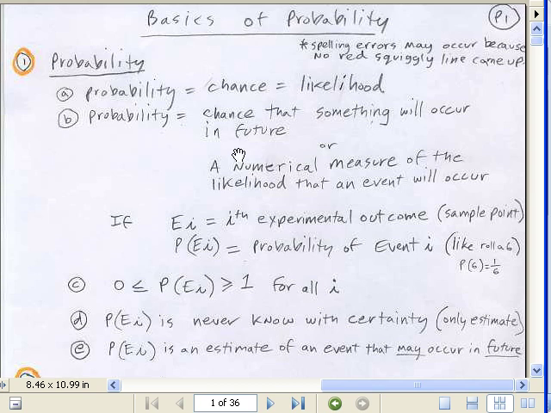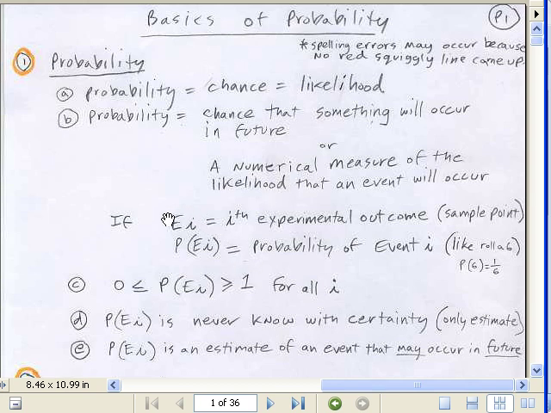Basics of probability. What is probability anyway? Probability, chance, likelihood. Those are all synonyms. Those are similar words for the same thing. Probability means the chance that something will occur in the future. Or, even better, in this textbook, they define it as a numerical measure of the likelihood that an event will occur. Now, I like that numerical measure because it is a number.